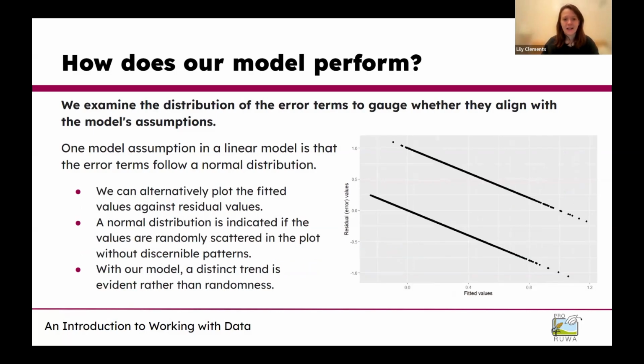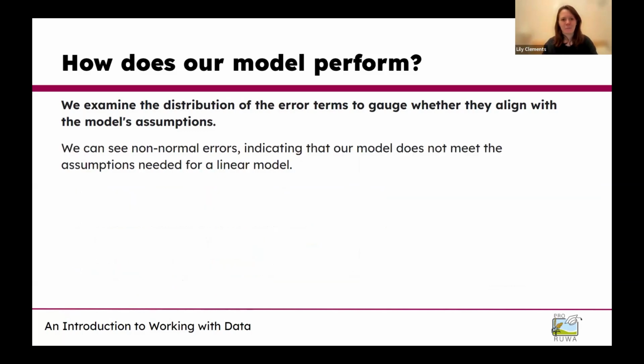Again, if we look at a plot of our residual errors against our fitted values, we want this plot to have randomly scattered values throughout. And we can see two pretty clear, very parallel looking lines. This is not a random plot. This is a distinct trend, which suggests even further that a linear model is not a good fit. So we can see non-normal errors indicating that our model does not meet the assumptions needed for a linear model.